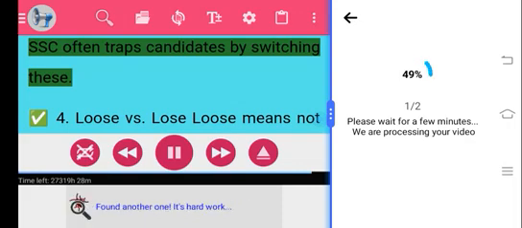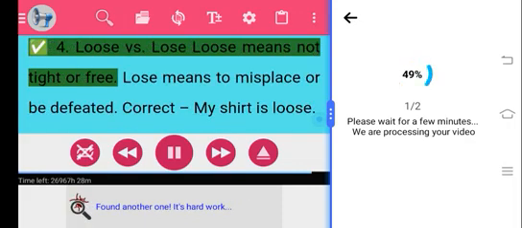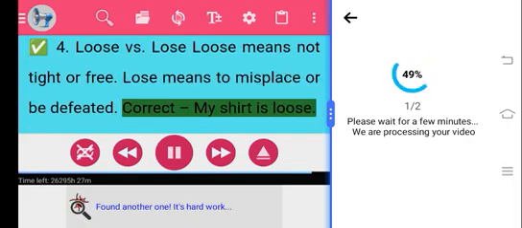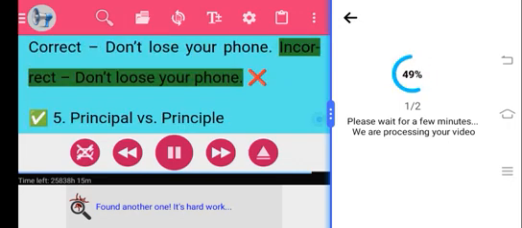SSC often traps candidates by switching these. 4. Loose versus lose. Loose means not tight or free. Lose means to misplace or be defeated. Correct: My shirt is loose. Incorrect: Don't loose your phone. Correct: Don't lose your phone.